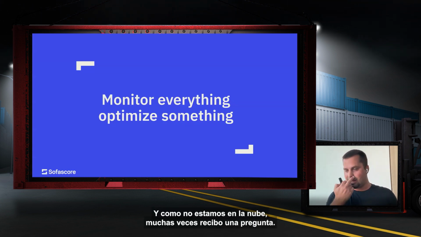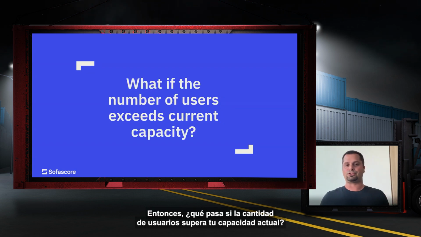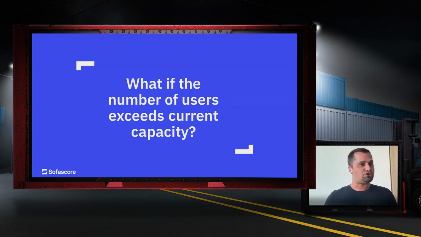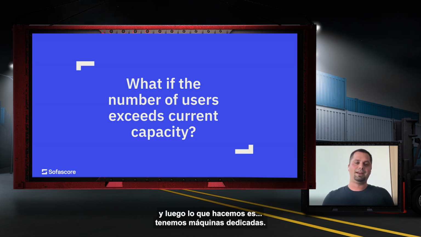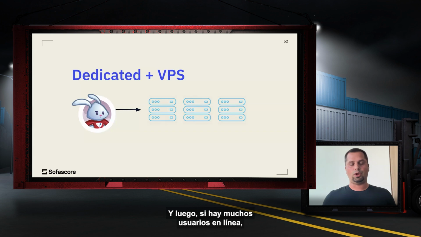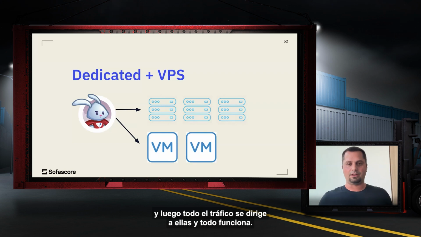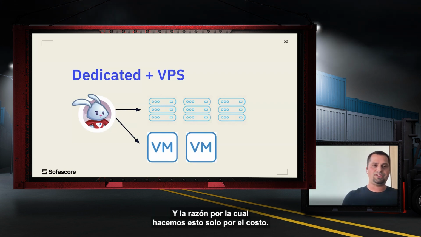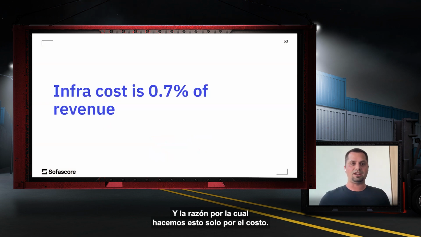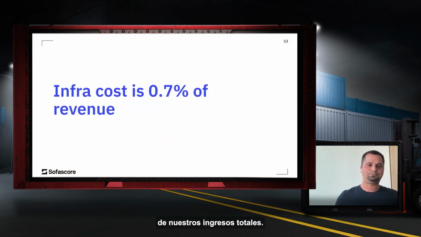And since we are not on the cloud, lots of times I get the question, so what if the number of users exceeds your current capacity? Which is a really valid question. And then what we do is we have dedicated machines. And if there are a lot of users online, then we just spin up virtual machines, they join the cluster, and then all of the traffic is routed to them and everything works. And the reason why we do this is just because of the cost. So our infra cost is 0.7% of our total revenue.